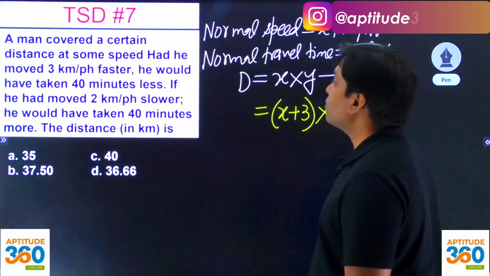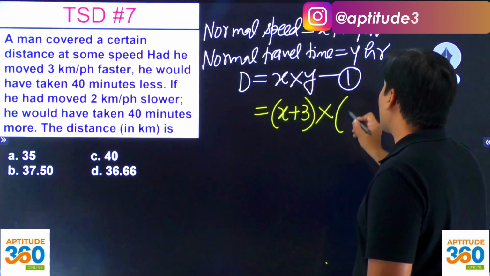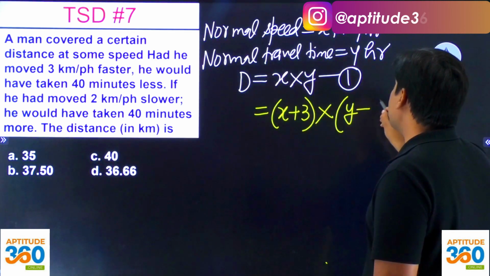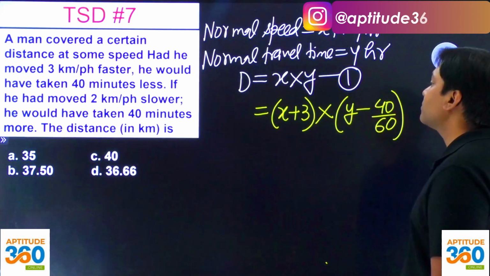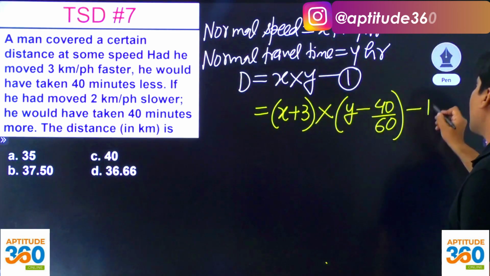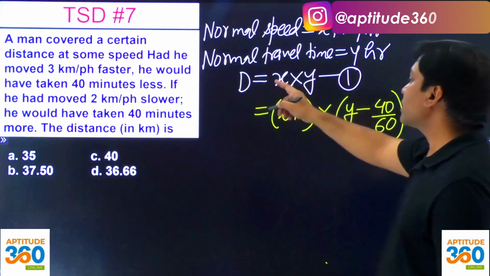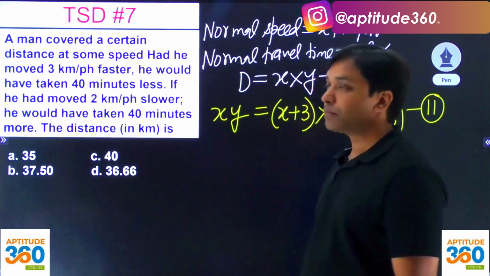And the problem tells you that he would have taken 40 minutes less. इसका मतलब क्या हो गया? Y minus 40. But this 40 should be divided by 60 because y is in hours. So that's equation number 2. And understand this, this is also nothing but the distance. So can I say that this can also be x into y?